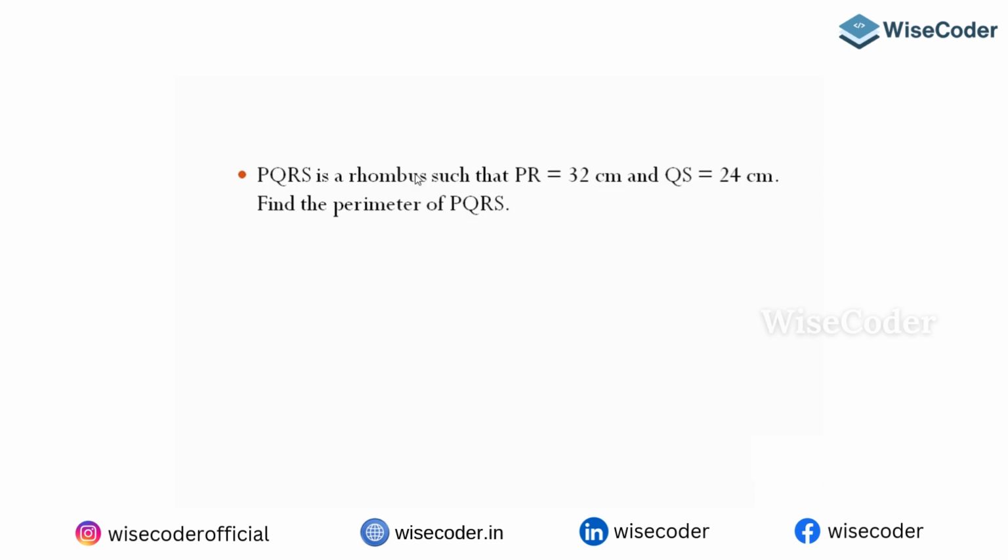So let's do this. This is P, this is Q, this is R, and this is S. He told PR is 32 and QS is 24. So let's get a side. The diagonals bisect each other, so if this is 24, this is 12 and this is 12, and this is 16 and this is also 16.